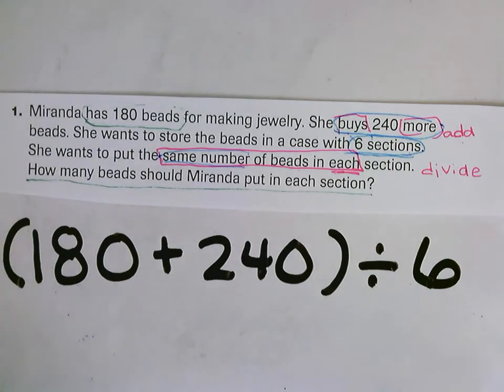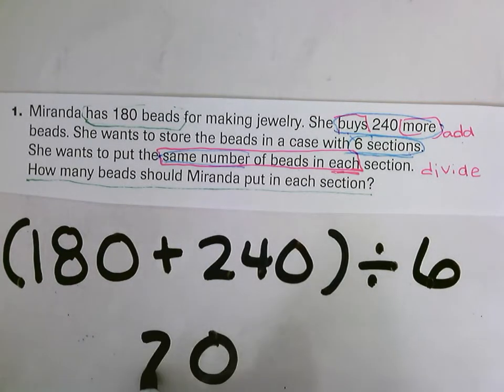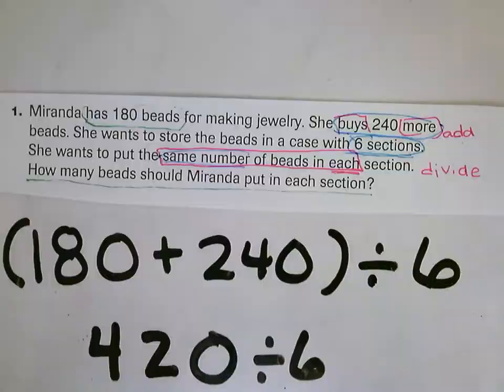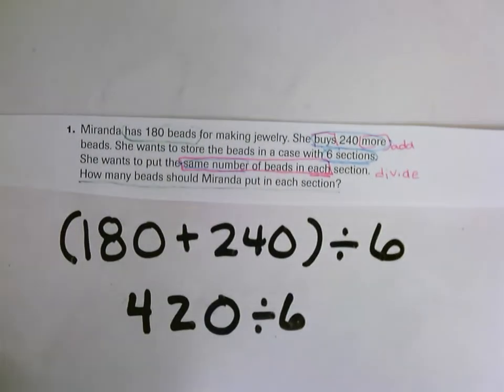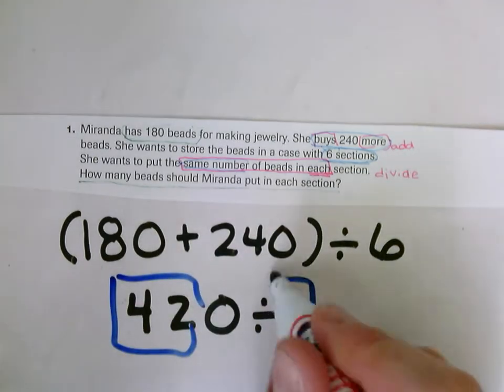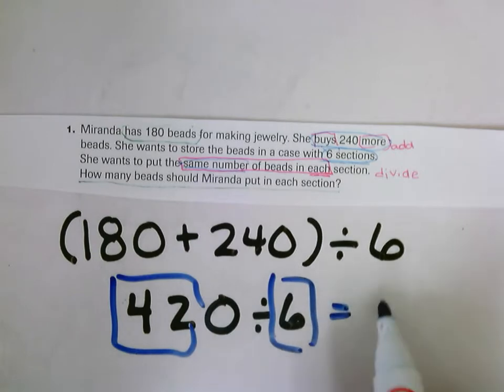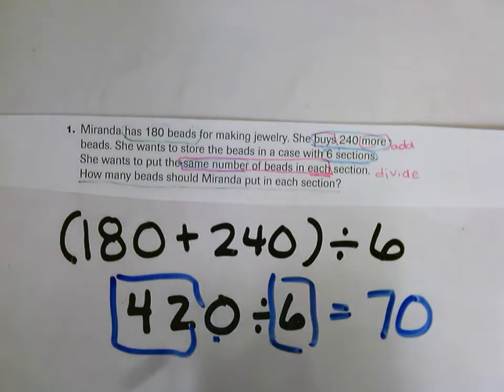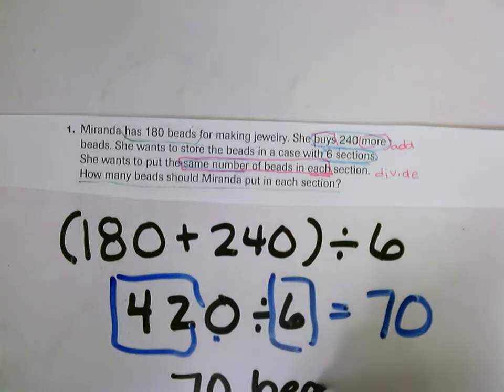All right, so let's go ahead and solve that problem. 180 plus 240 gives me 420 beads divided by 6. Oh, that's a nice one that I can just use some of my basic facts to help me solve. 420 divided by 6. 42 divided by 6 is 7. So 420 will give me 70. So the answer to this problem, how many beads should Miranda put in each section? 70 beads in each section.